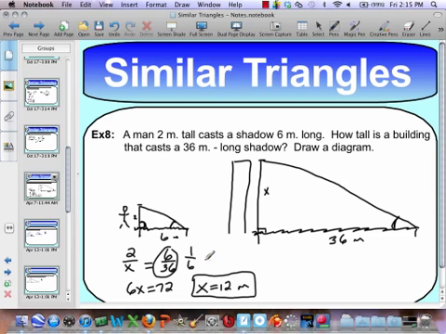Okay. I'm all right with that. One of the ways I look at it is I look at shadow to shadow. So to go from 6 to 36, you have to multiply by 6. Multiply by 6, I'm at 12. The thinking is the height is 1/3 of the shadow.